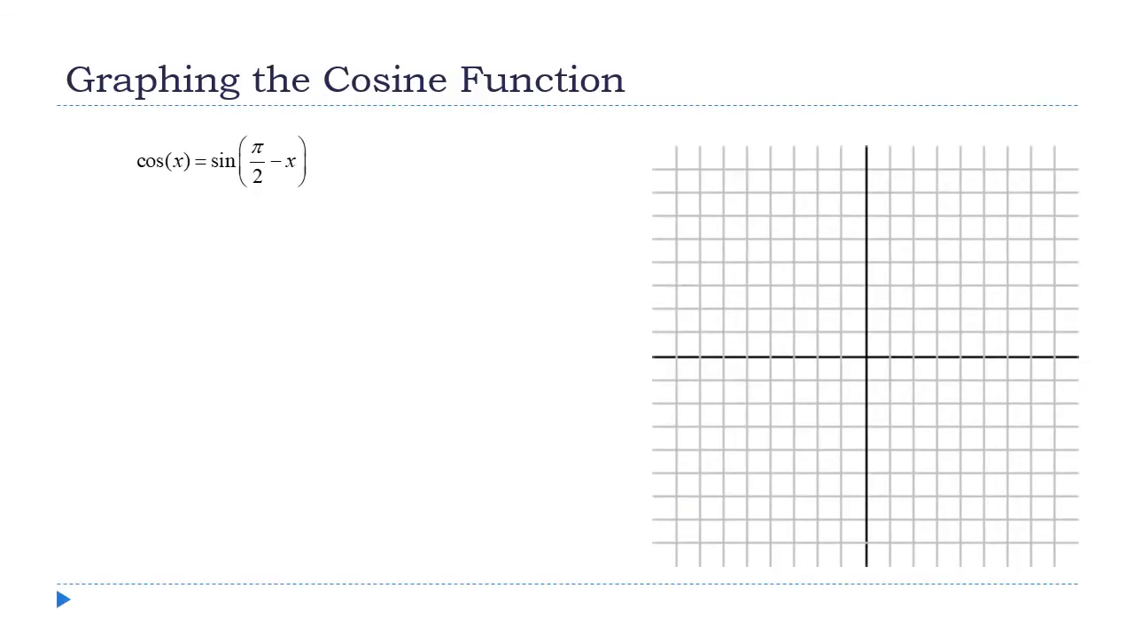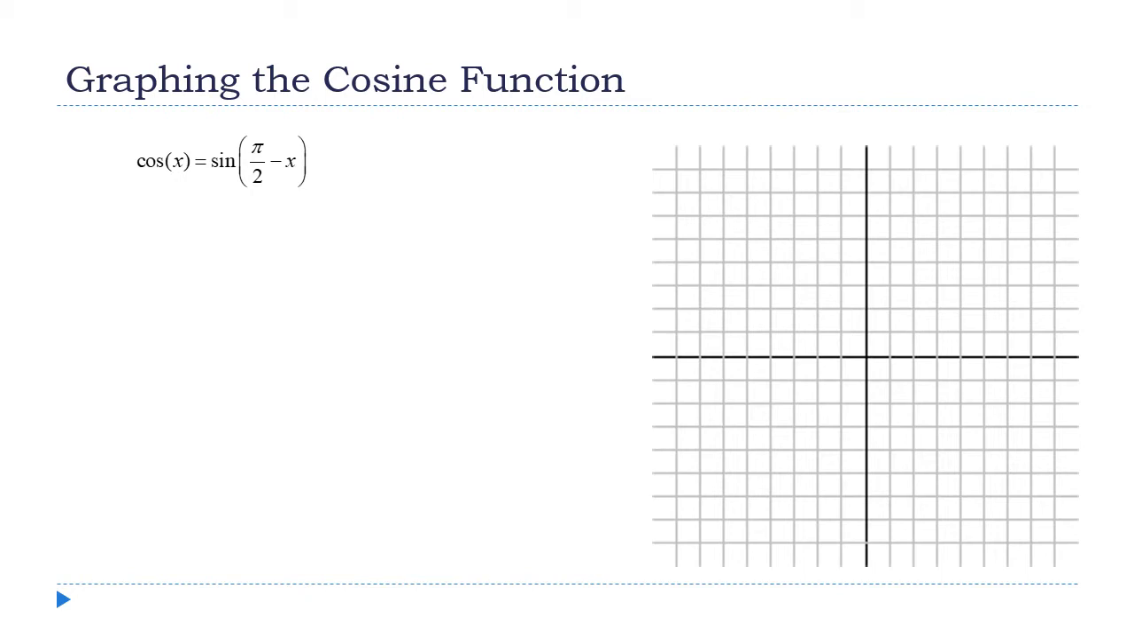So the next thing I want to do is figure out what the graph of the cosine function looks like. And I could do this using the same kind of procedure that we used with the sine function: think about maximum and minimum, where are the intercepts, and so forth. But we can also get at this by using this cofunction identity and just doing some transformations.